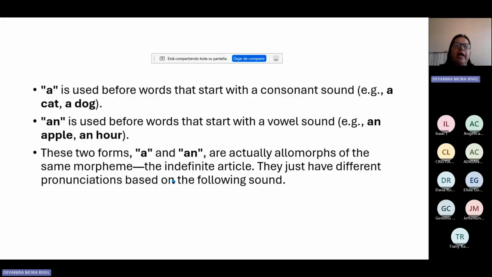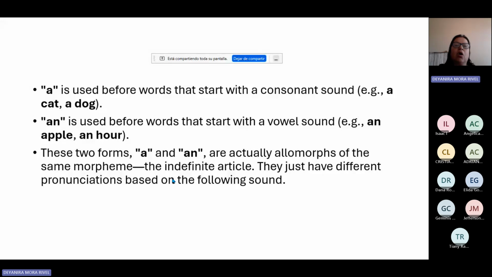So we have the article a, right? The article a means that the noun that follows is undetermined. It can be anything, right? Can I have a drink? I would like to have a cat, right? It's any cat, it's not determined.